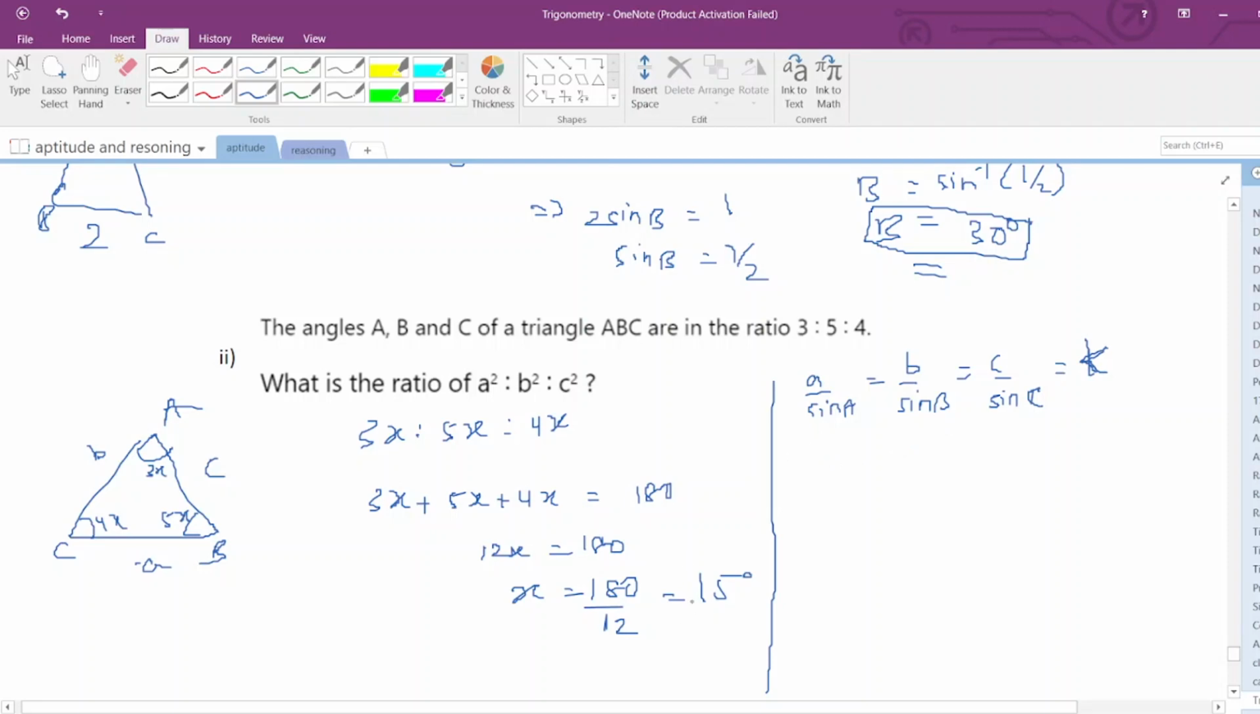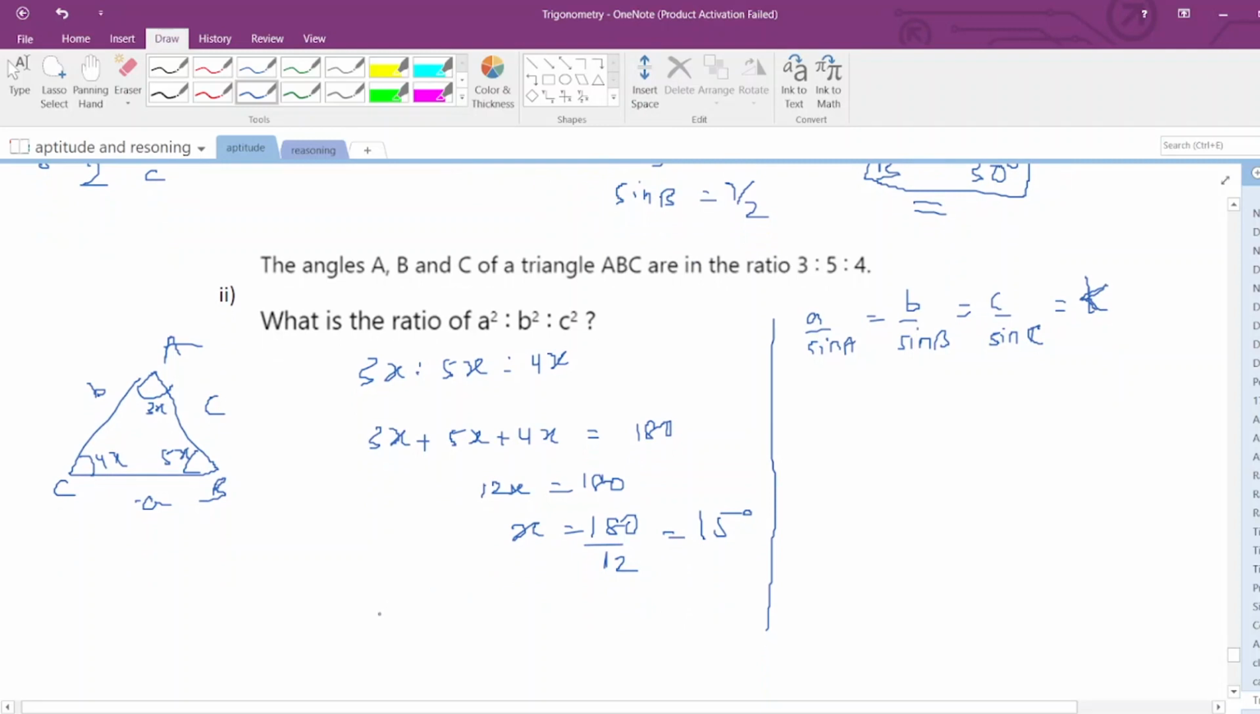Now substitute. Here x is 15, so all the 3 angles become 45, 75 and 60, right? So this is angle A, this is angle B and this is angle C. So I got these angles. So substitute: a by sin 45 is equal to b by sin 75 is equal to c by sin 60 is equal to k, suppose.